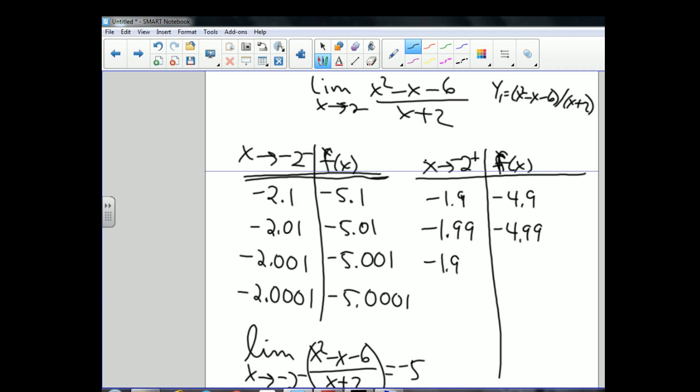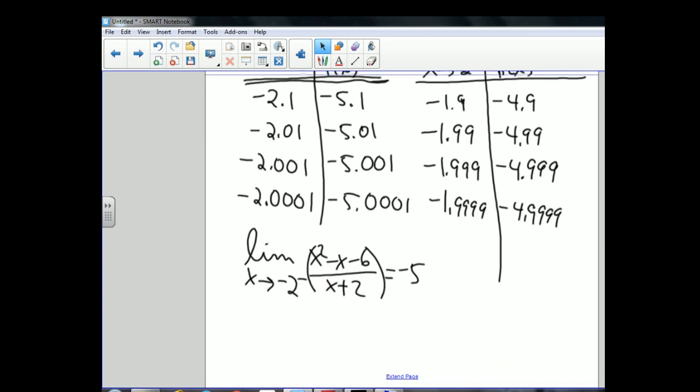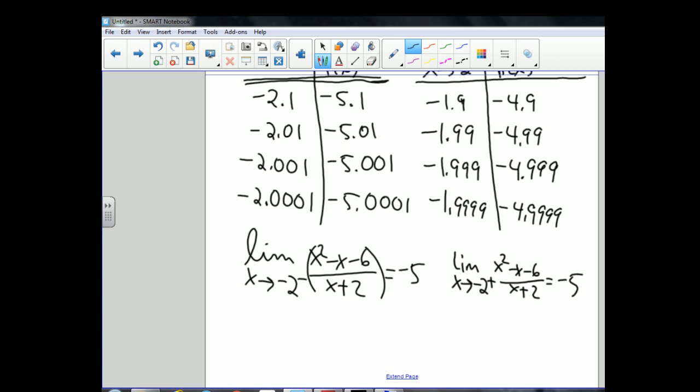Then negative 1.999, and our output value is negative 4.999. And then negative 1.9999, and we get negative 4.9999. I hope you can see that this side is also converging to the same output value of negative 5. So we have to then show our right limit. The limit as x approaches negative 2 from the right of x squared minus x minus 6 over x plus 2 is also equal to negative 5.